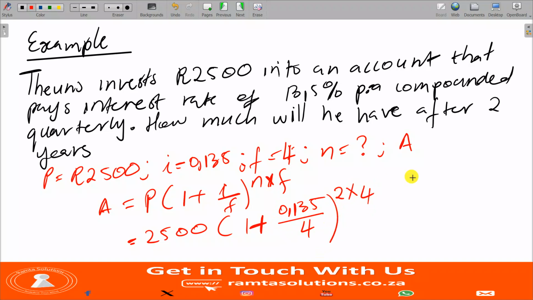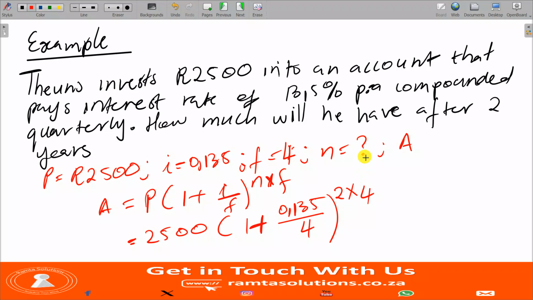Now, I want to show you this. Remember, this is compounded quarterly. Now we have 2 years. The question I should ask is this: how many quarters are in 2 years? A year has 4 quarters, so in 2 years you will have 8 quarters. So 2 times 4 is 8 quarters. Okay, perfect. Let's get our answer.